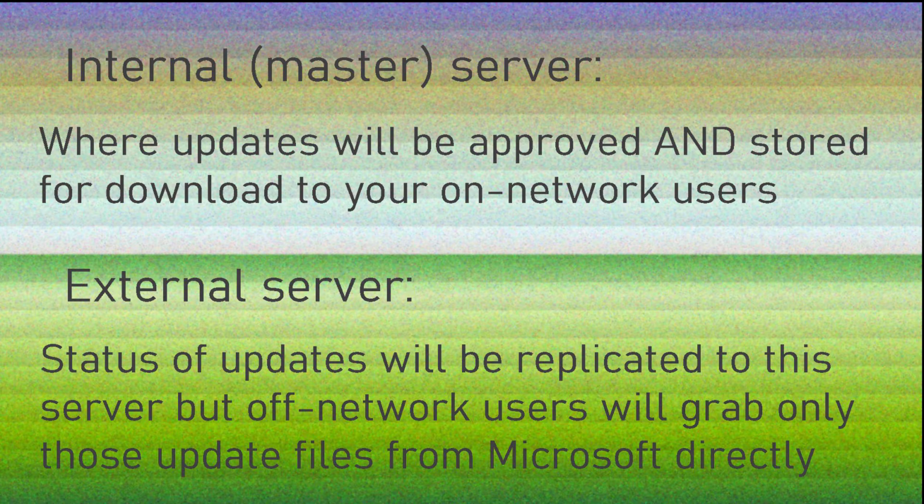And the second one will be the external server. It'll be your public-facing server, and when your clients check into that one, that system will tell them which updates you approved on the internal server, but instead it will tell them to grab the files from Microsoft directly.